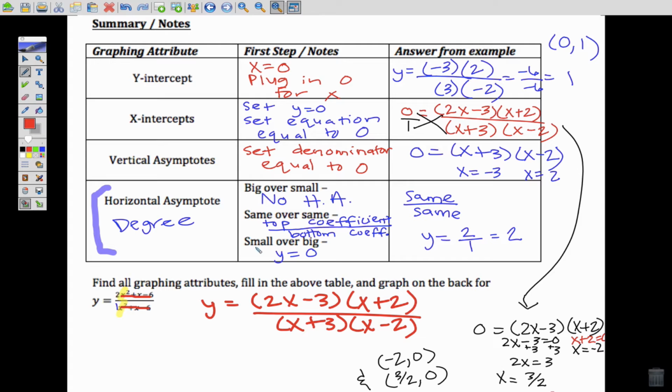And then if you have a small degree divided by a bigger degree, so a small number divided by a big number, it gets really close to 0 as x gets bigger and bigger and bigger.